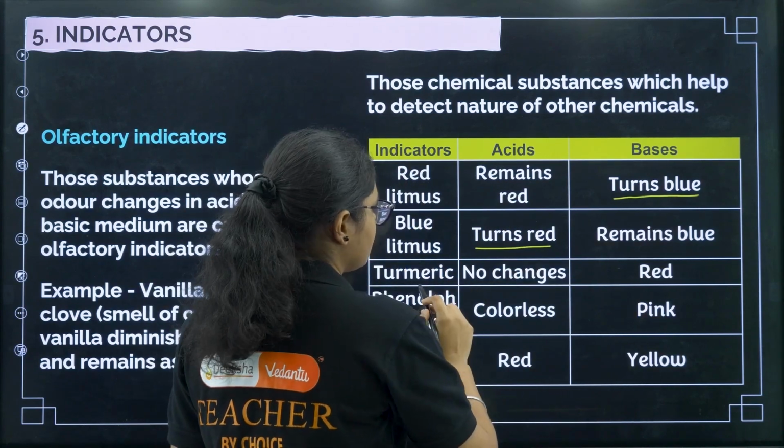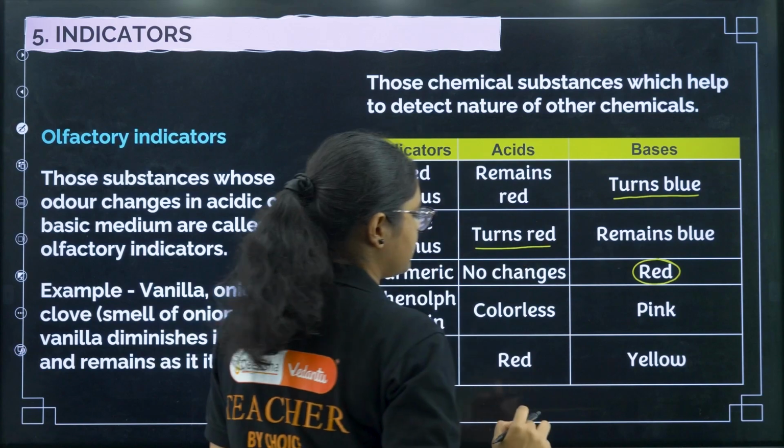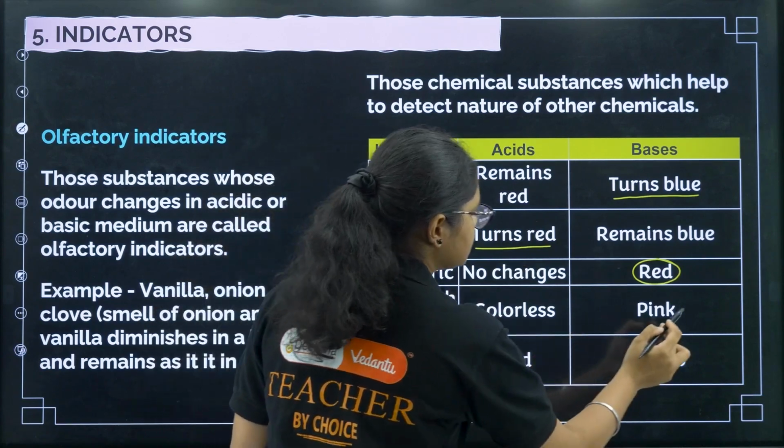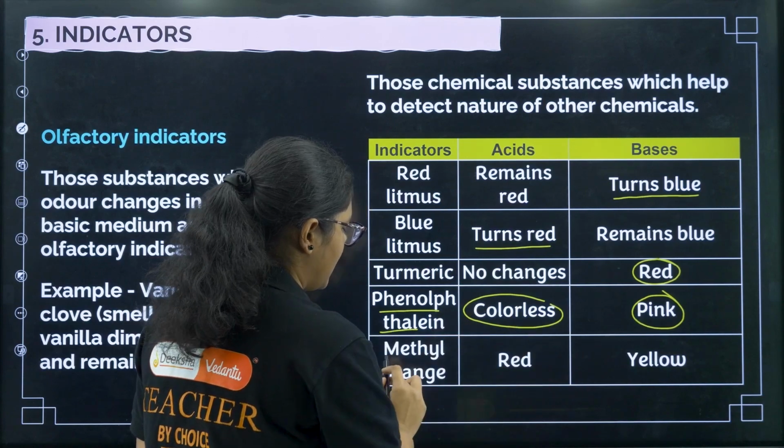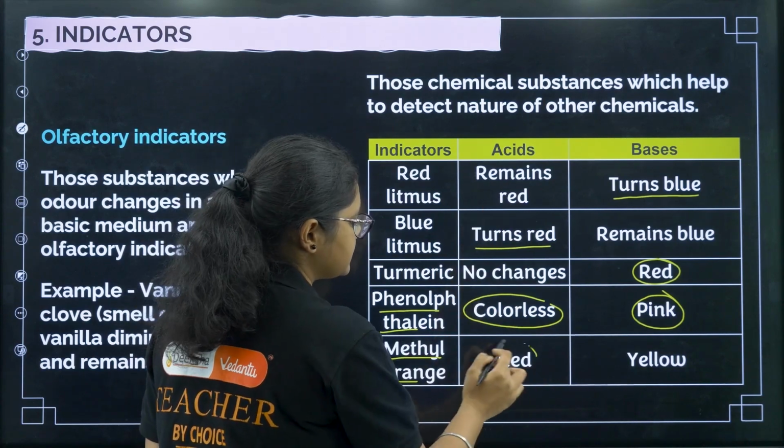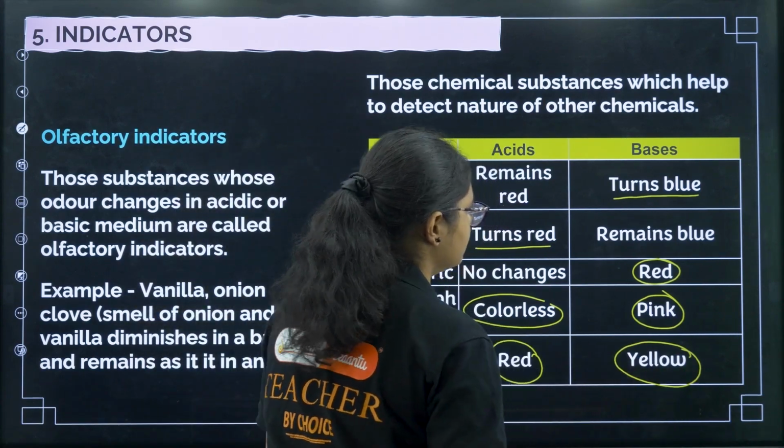If there is turmeric, okay, in the basic solution it will become red. If you have phenolphthalein in the basic solution, it will become pink, okay. And in acid it is colorless. And if you have methyl orange in acids, it is red, and in base, it is yellow, okay.